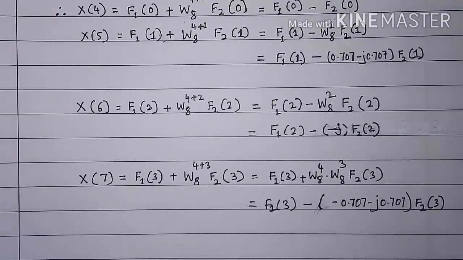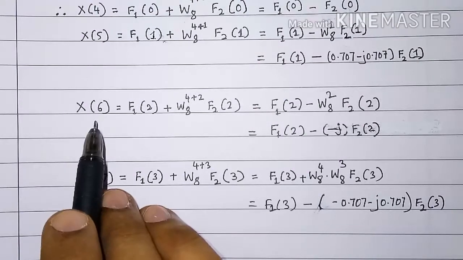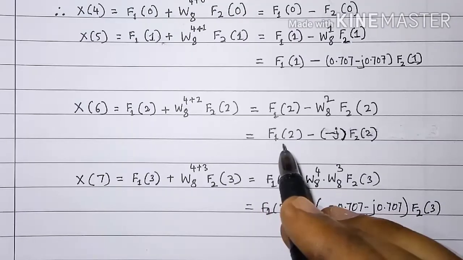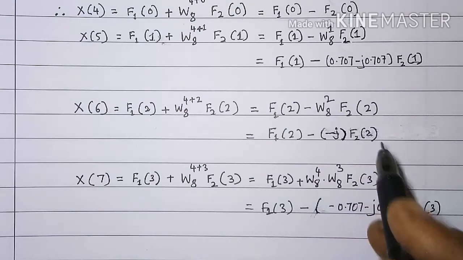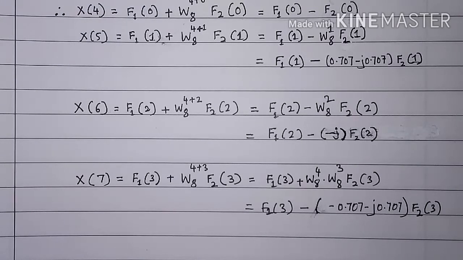Similarly, by making use of periodicity property, x of 6 can be written as f1 of 2 minus j into f2 of 2. And x of 7 can be written as f1 of 3 minus bracket minus 0.707 minus j 0.707 bracket complete into f2 of 3. So like this we can compute 8-point DFTs using 4-point DFTs.